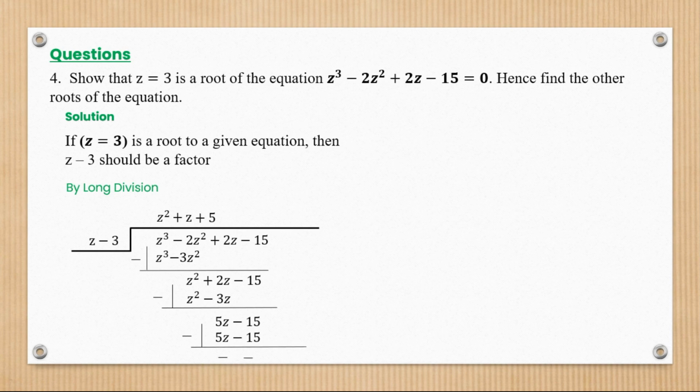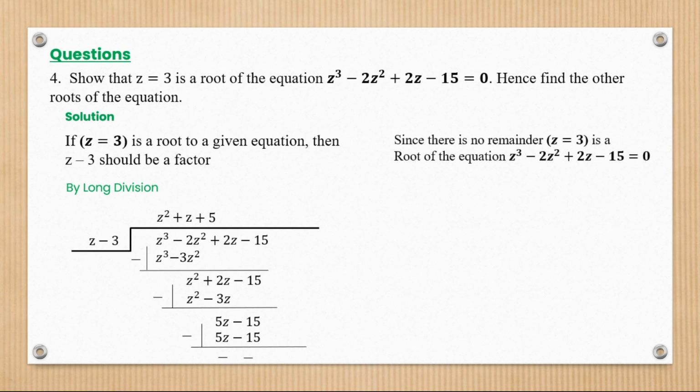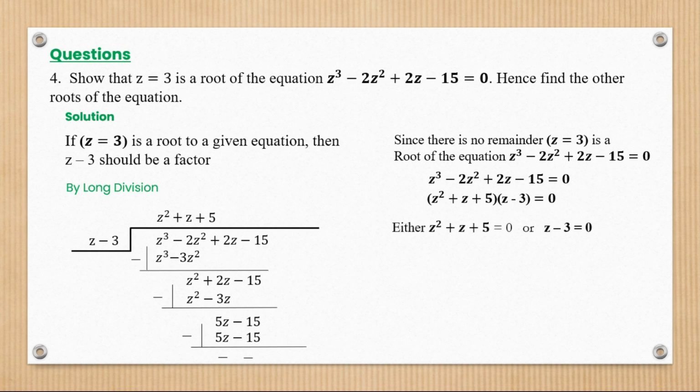So when we subtract those, we are left with no remainder. Since there is no remainder, it means that z equals 3 is surely a root of the equation. So now we're going to set the two different factors equal to 0. Now we can find the other two unknown roots from the new quadratic equation that we've just found. We have z squared plus z plus 5 equal to 0, and of course we can work this out using the quadratic formula.